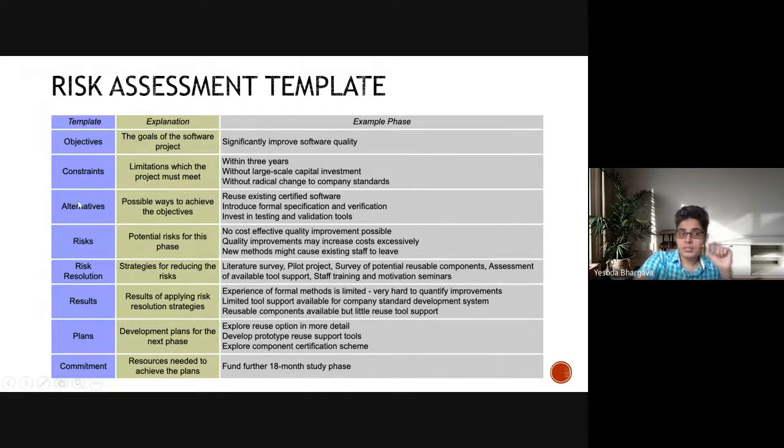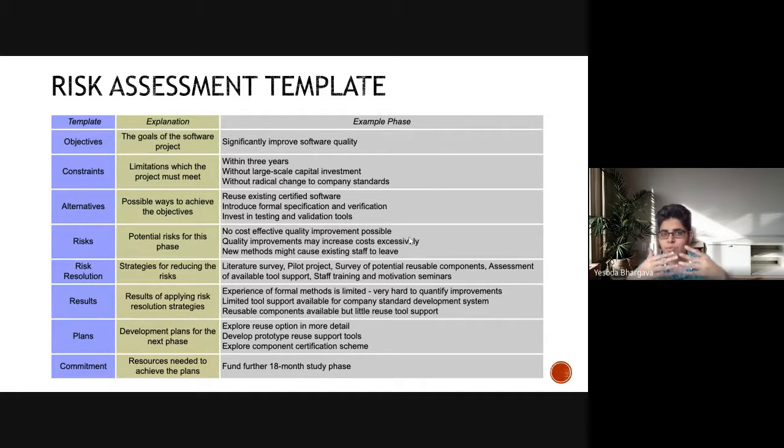Now, knowing the constraints and the objectives, what are the alternatives you have got given the constraints? So, to improve the software quality, given the constraints, you could either reuse the existing certified software, or introduce formal specification and verification for the software that you have created that is currently in use, or you may invest in testing and validation tools. So these are the alternatives or the solutions to improve the software quality.